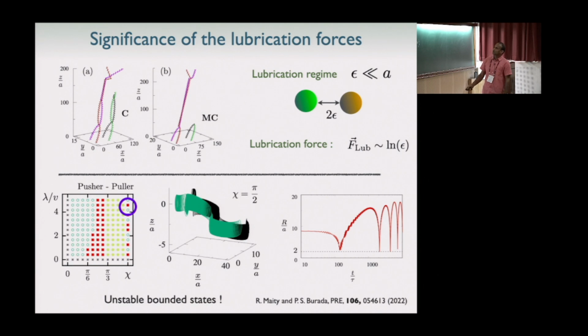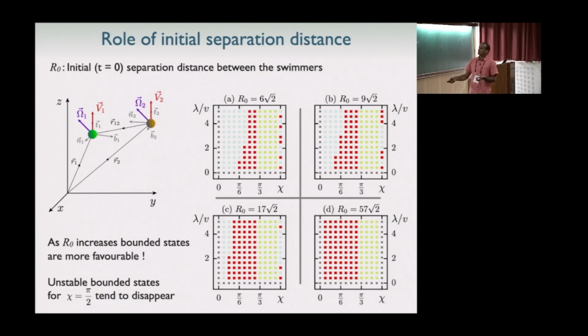When you consider lubrication forces, swimmers cannot come very close to each other. That is obvious. We can also play with the initial separation distance between the swimmers, and while doing that, we get different varieties of states. What is important is that if the separation distance is very high, then the bounded states are more favorable. So that's the message.